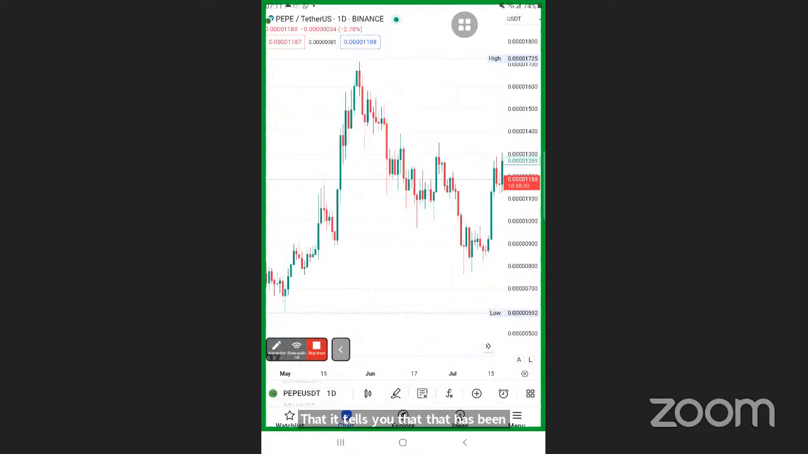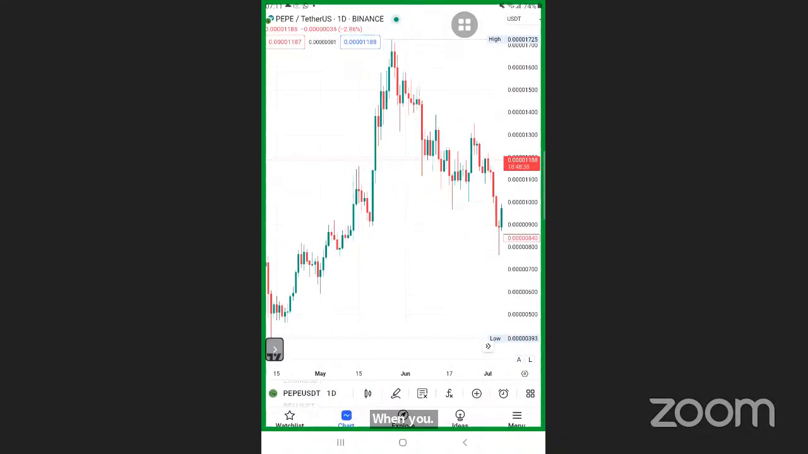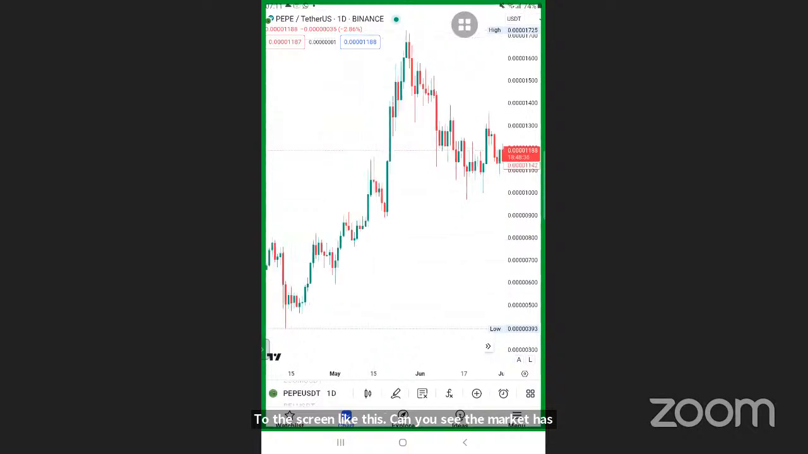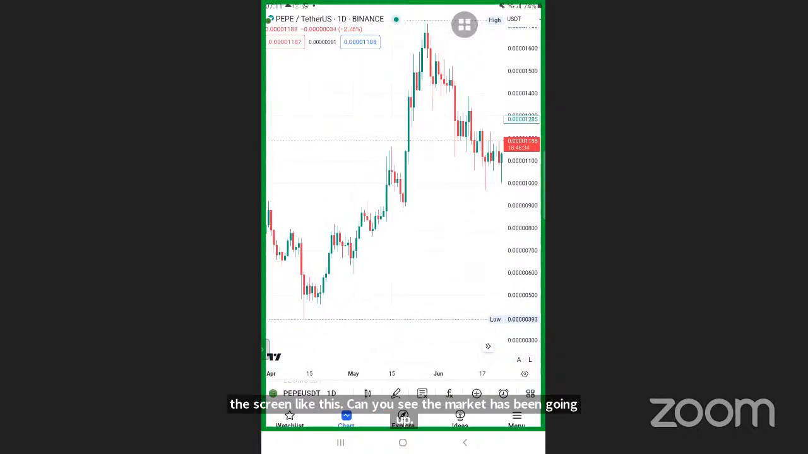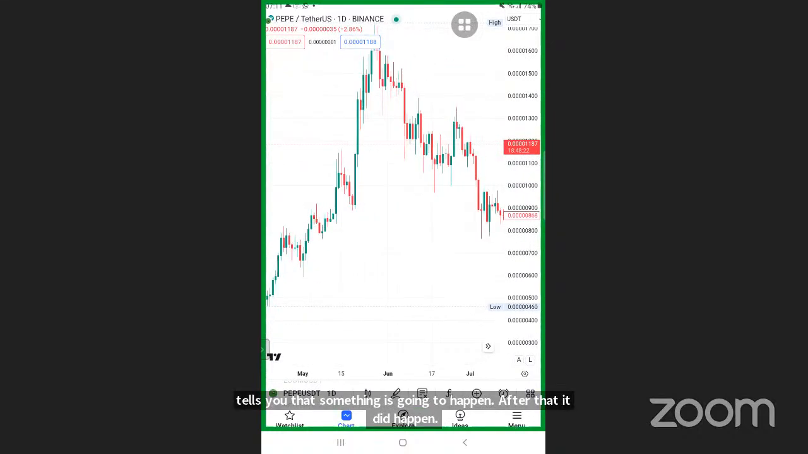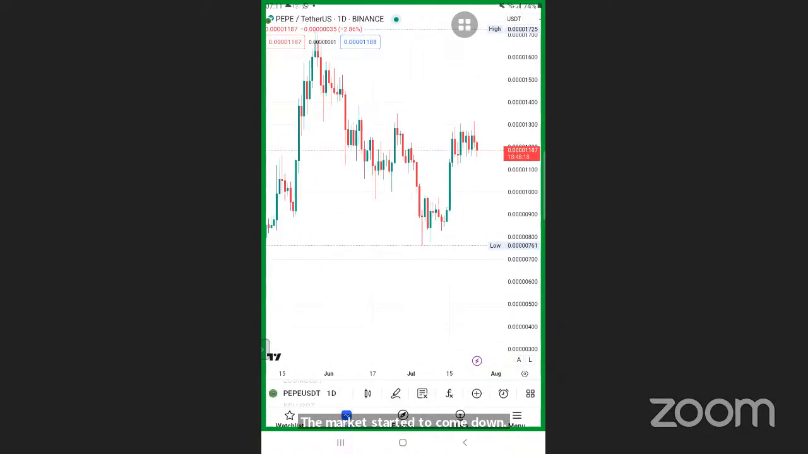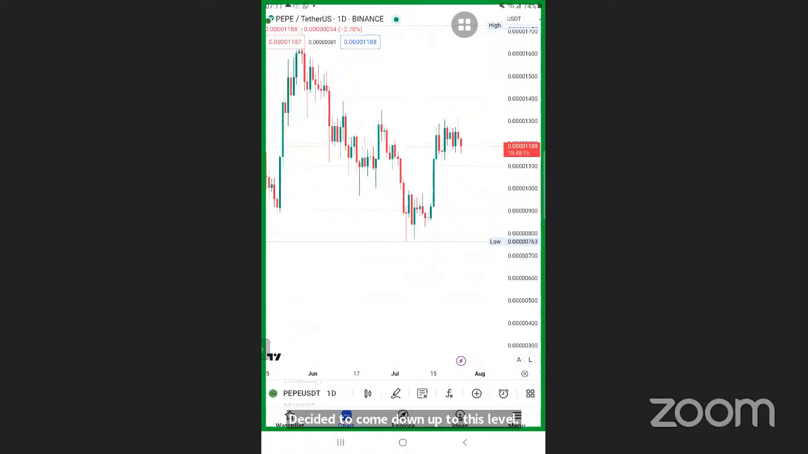When you zoom out the screen like this, can you see the market has been going up, up, up, up, up, right? So the presence of the tweezer top there tells you that something is going to happen after that. And it did happen. The market started to come down, up to this level.